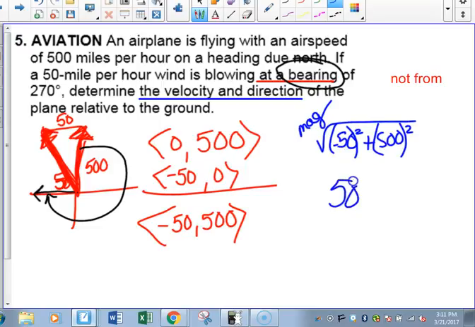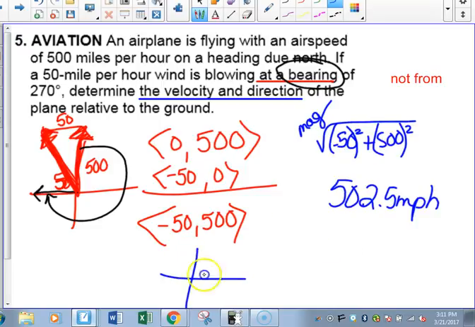Anybody get 502.5? Why didn't it help us? It's not a tailwind, it's not a headwind, so it didn't help us. It's totally a crosswind, right? It's blowing at a 90-degree angle to the plane, so it didn't help much at all. But I'm thinking it did blow it off course, yes?